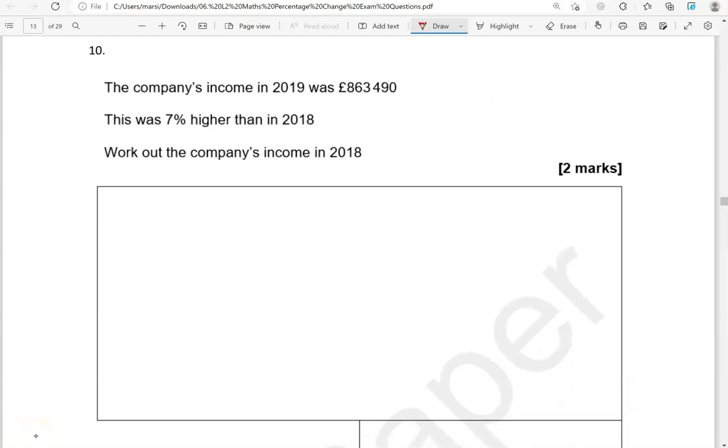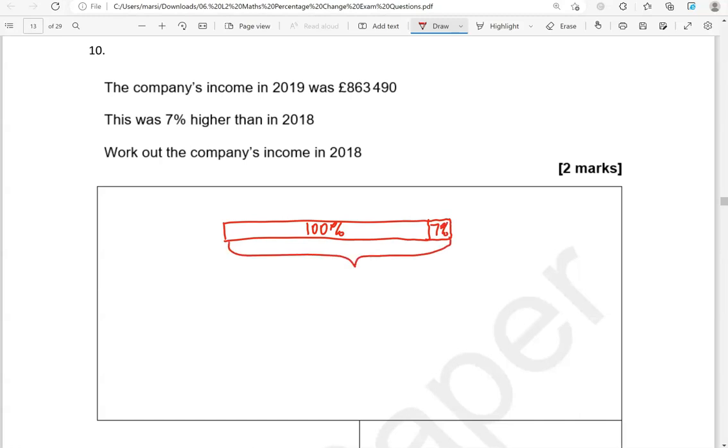The company's income in 2019, so we're talking about a company, was £863,490. This was 7% higher than in 2018. Work out the company's income in 2018. So the original amount, the 100% amount, will be represented here. That's the 2018, because that comes before the 2019, where we saw an increase by 7%.